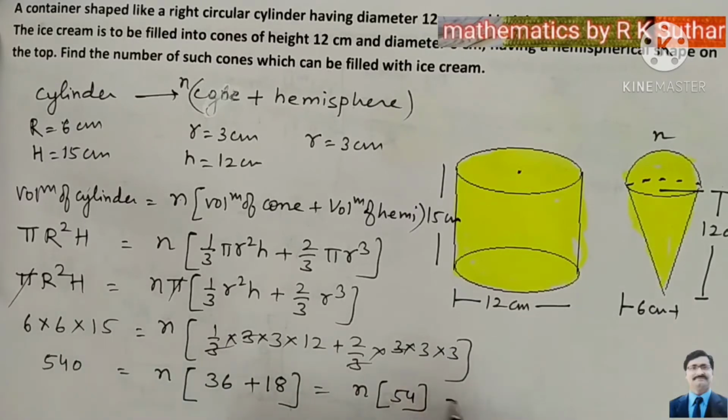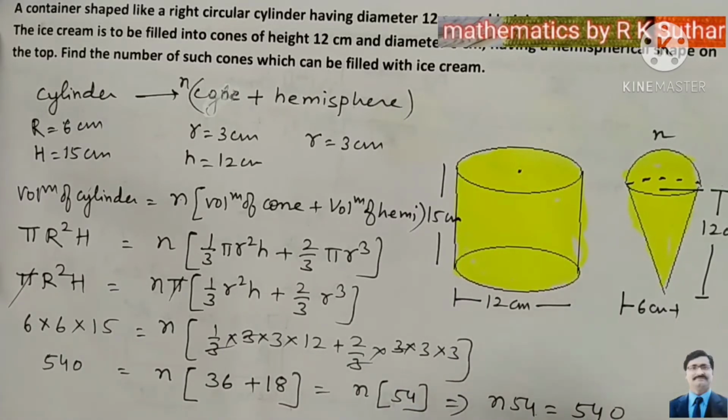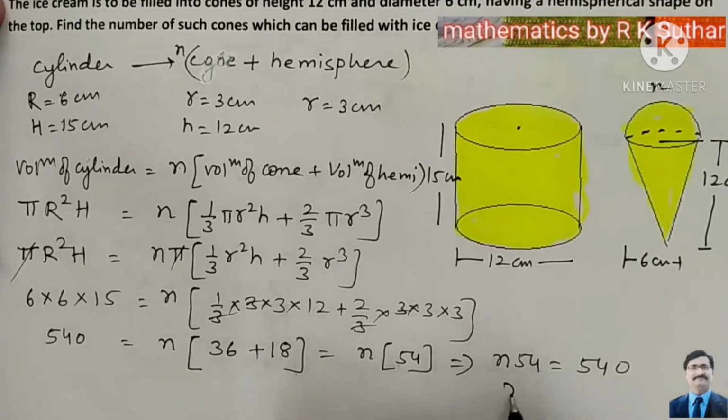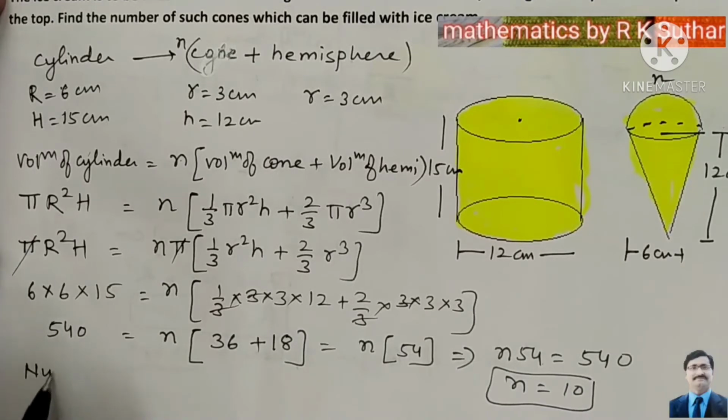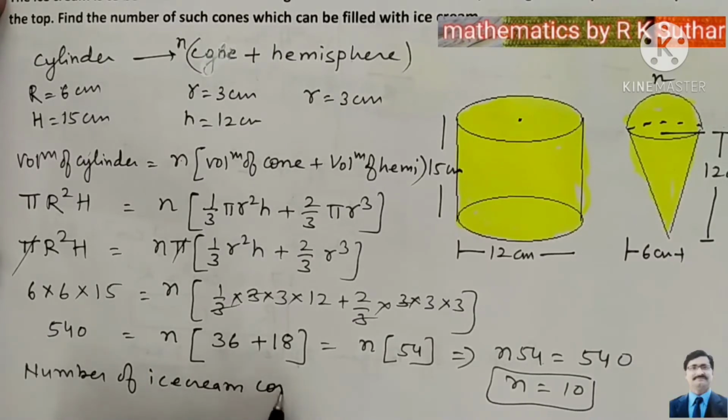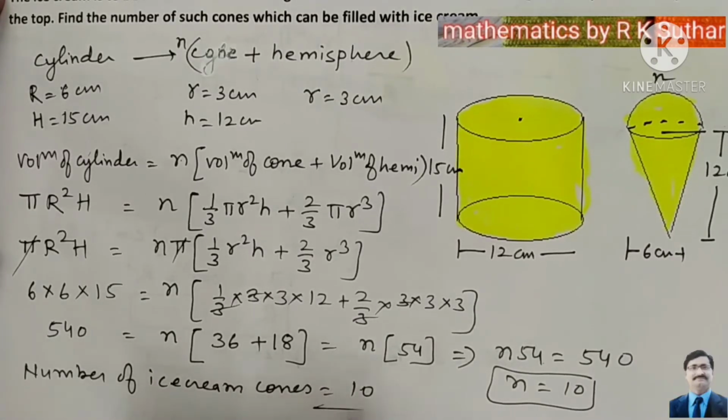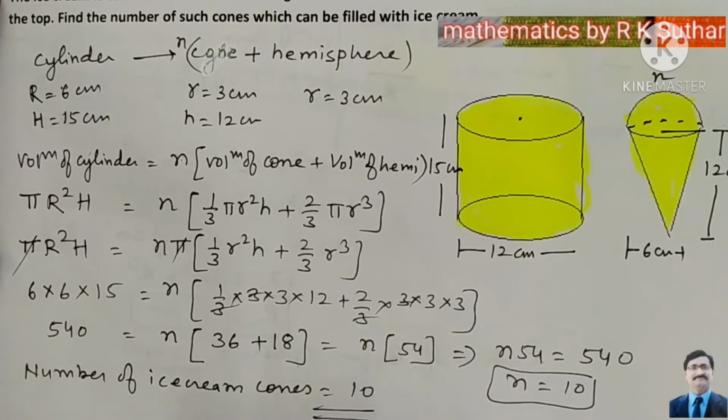So look here, this implies that n into 54 equal to 540. So n equal to, we get 10, n equal to 10. So number of ice cream cones equal to 10. All of you understand this? This is a very important question and given in board exam many times, so you have to do practice.